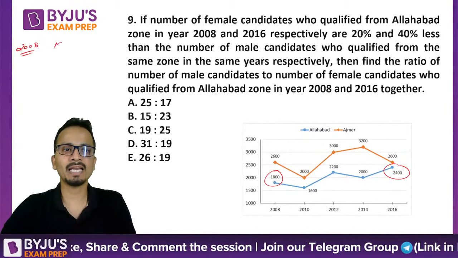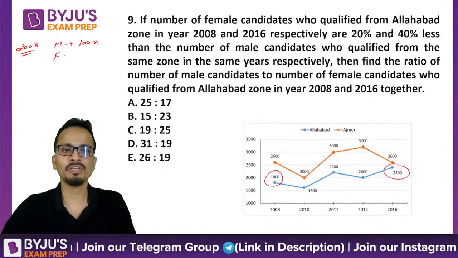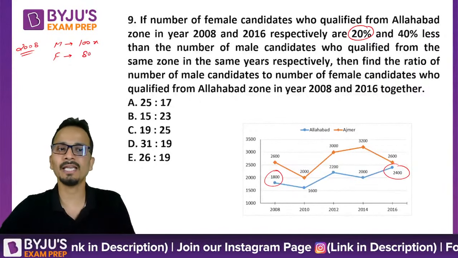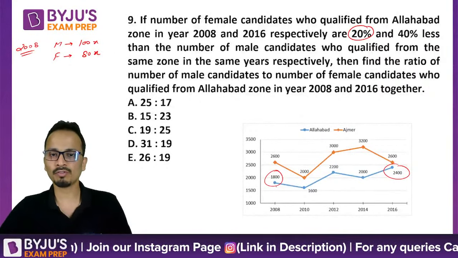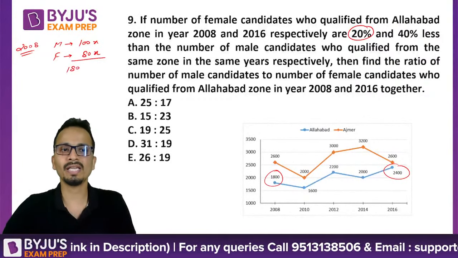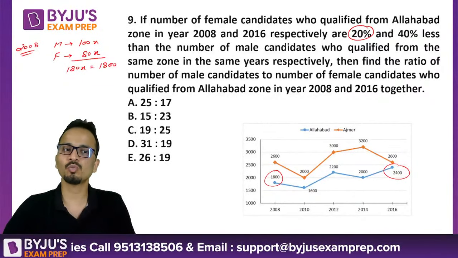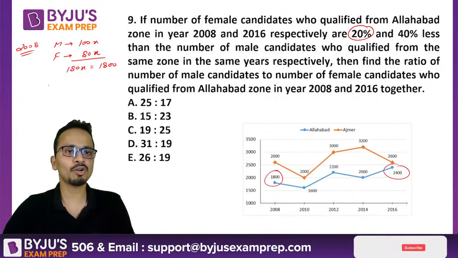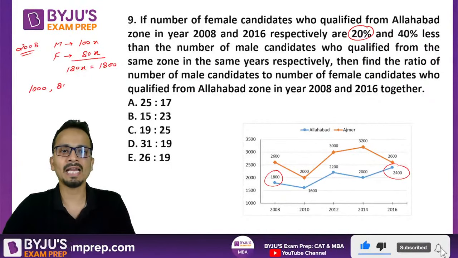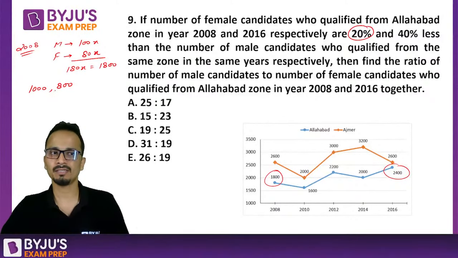Now, the number of male candidates I'll assume as 100x. So the number of females for 2008 will be 20% less, that is 80x. The total number of candidates is 1800. So the sum of these two, 180x, is equal to 1800. So the value of x will be equal to 10, and the number of males and females respectively will be 1000 and 800, total 1800 in 2008 from Allahabad.